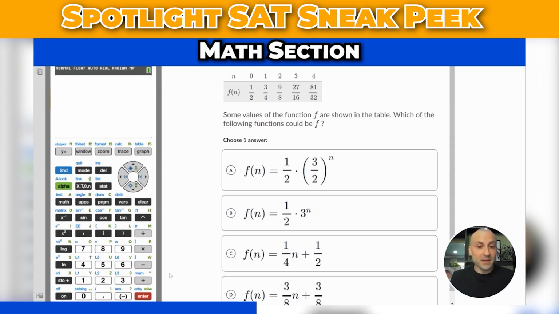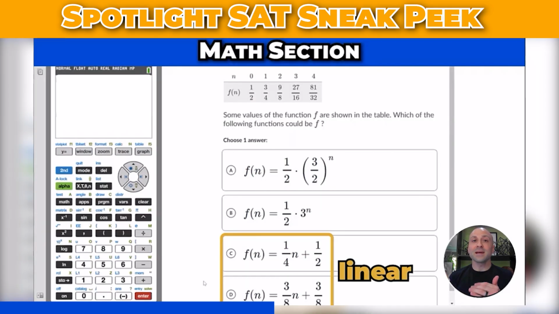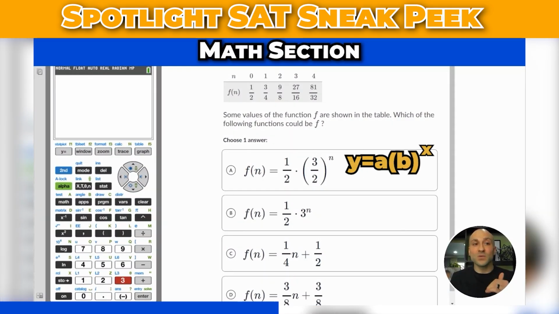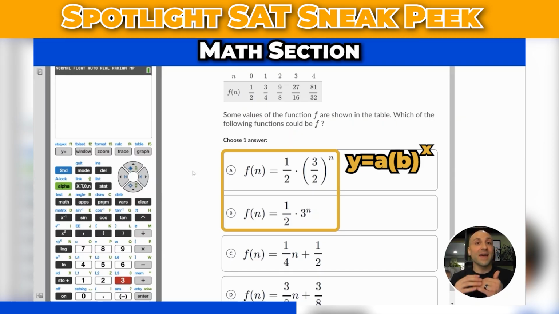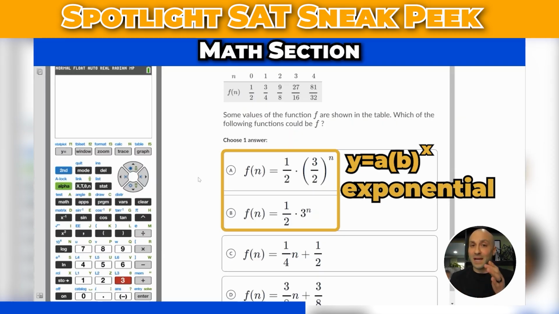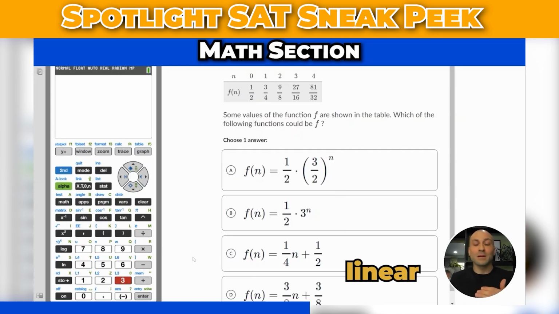And you could see that options C and D are both in slope-intercept form, meaning that those are following the linear model. Let's contrast that with the exponential model, which is y equals a times b to the x, where a is the y-intercept and b is the common ratio. And notice that options A and B are following that specific format. So we're trying to determine if it's exponential, like options A and B, or linear, like options C and D.